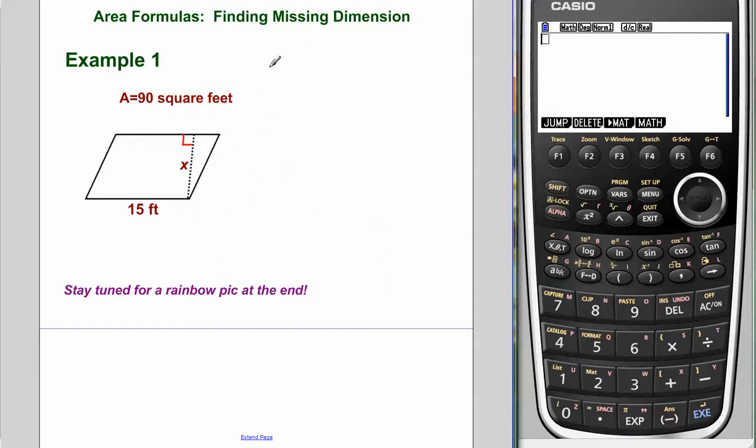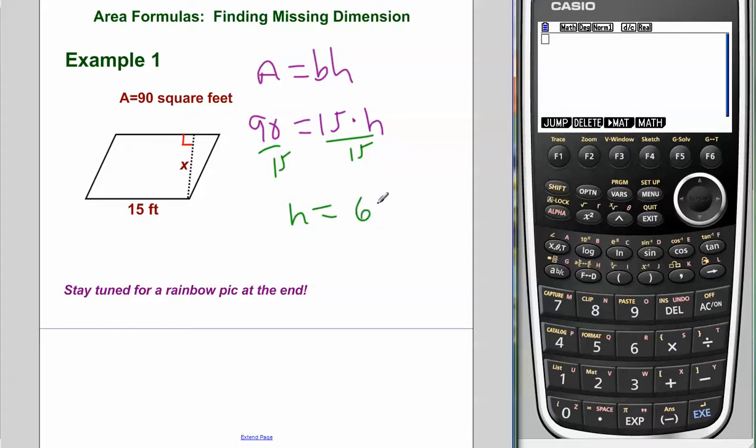So what we're going to do is, okay, we have area is equal to base times height, area of a parallelogram. And we're going to plug in what we know. So we know 90 is equal to base times height, or x. Okay? And to solve that, we just simply divide by 15 on both sides. Boom. And we know that h, or x, is equal to 6. All right? And that's pretty much it.